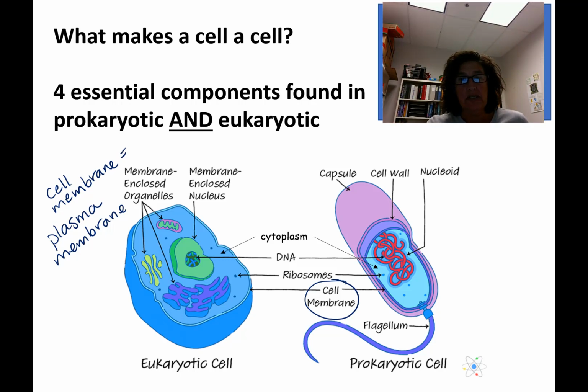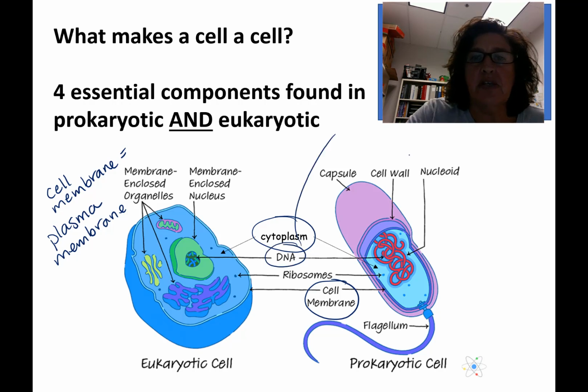Prokaryotic cells have cell membranes. Eukaryotic cells, both animals, plants, fungi, protists, all have cell membranes. All cells have something called cytoplasm, and we're going to define this in the next video. But cytoplasm is the fluid inside all the cells. All cells have DNA as the genetic material.